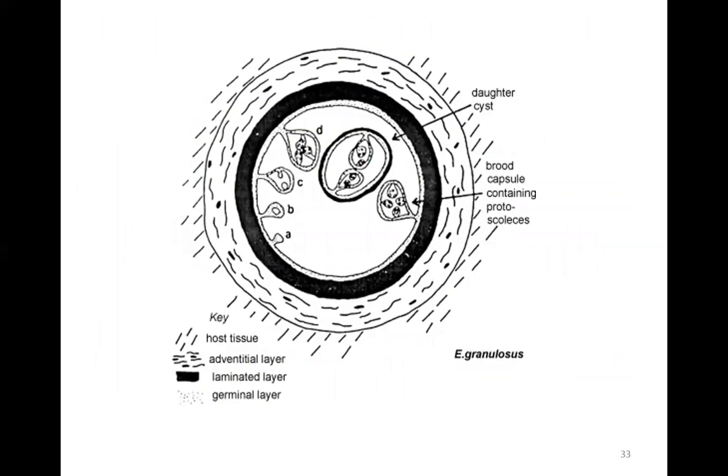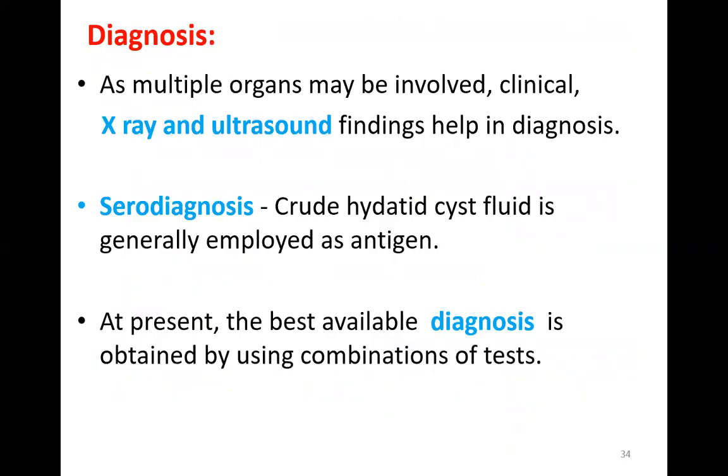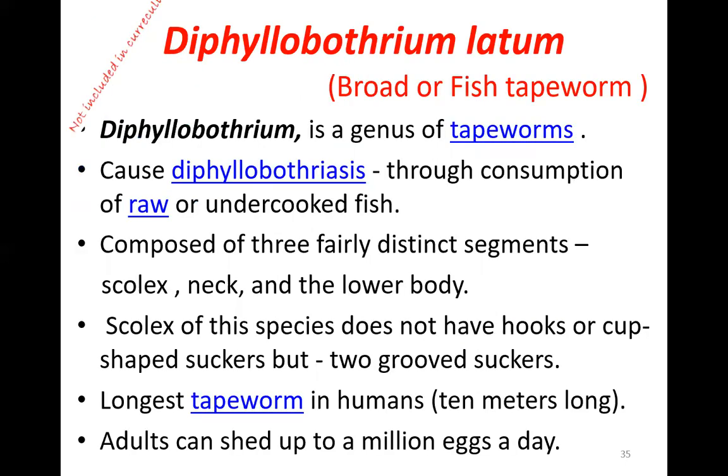For the diagnosis of hydatid cyst, as multiple organs may be involved, the clinical information, X-rays, and ultrasound findings all help. Serodiagnosis is possible, in which crude hydatid cyst fluid is generally employed. At present, the best available diagnosis is obtained by using combinations of all these tests. Thank you.